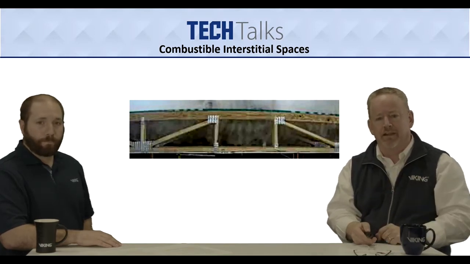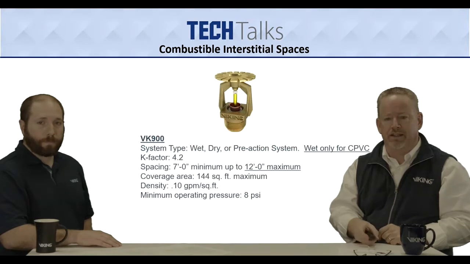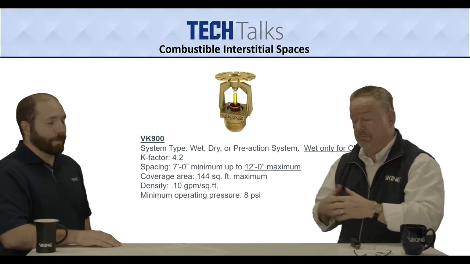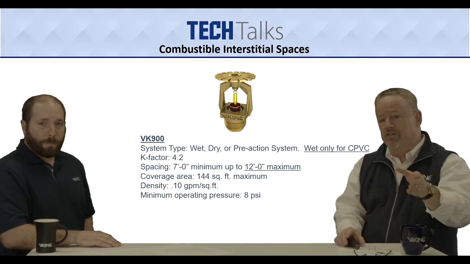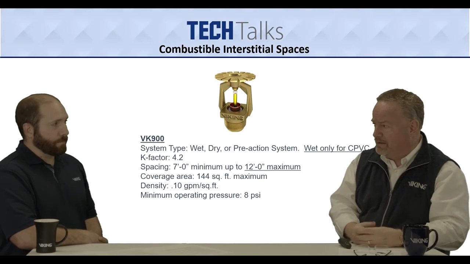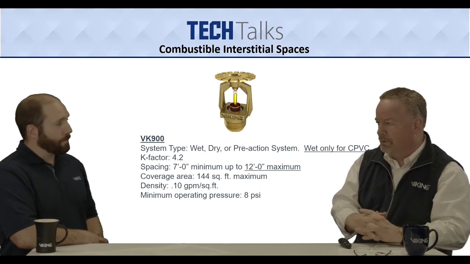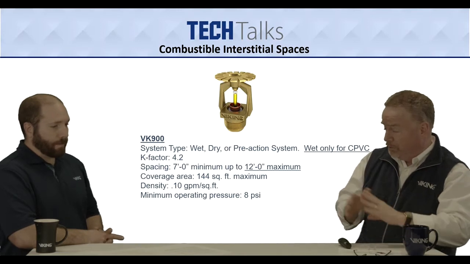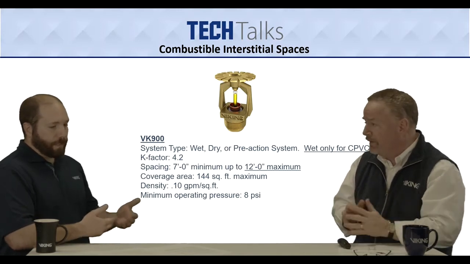But let's take a look at the sprinkler itself. You said it kind of has an odd deflector for an upright sprinkler. Right, absolutely. So this is the VK900. This is kind of our first go around at this type of sprinkler, because I know we have two lines. So the 900 came first. Or did we develop them at the same time? They were really developed about the same time.